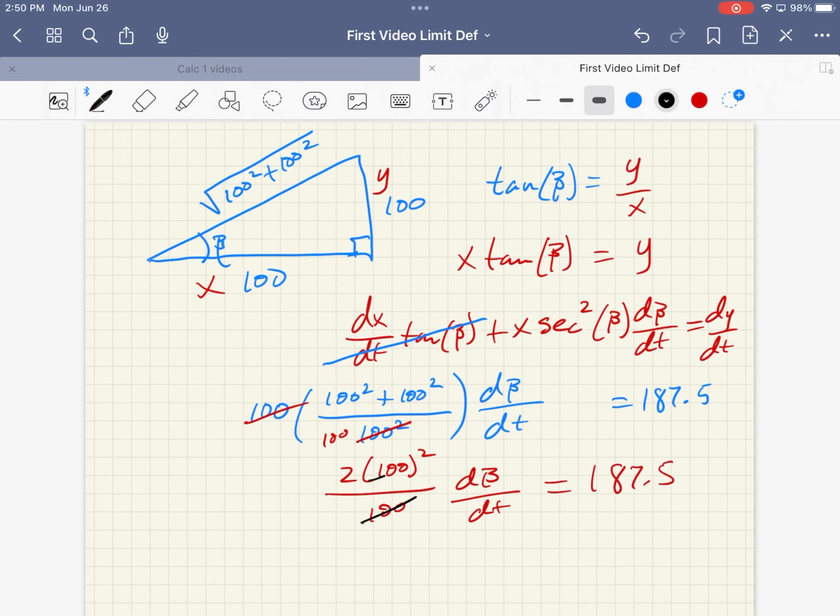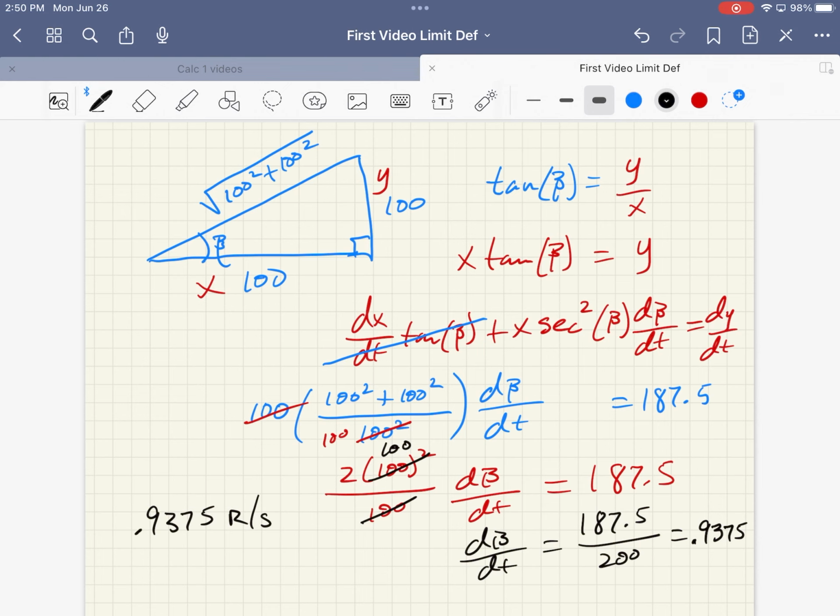Now, note that this will cancel with one of those, and so you get d beta dt equals 187.5 over 200, which is 0.9375. So we'd say 0.9375 radians per second. All right, so that is the final bit of that.